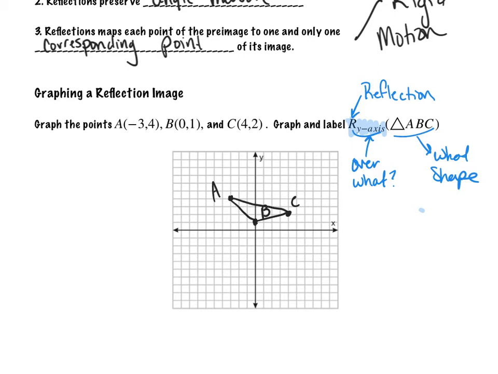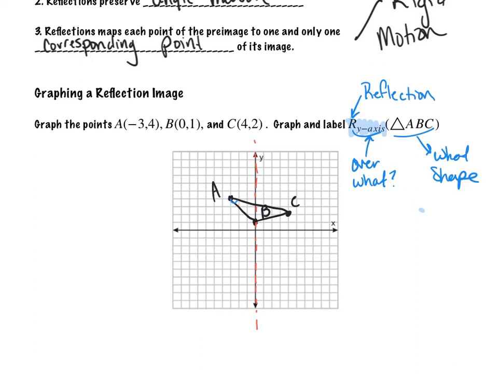So then I look at the y-axis, so I'm going to make myself a red dotted line to say this is what I'm reflecting over. And for this case, anytime you have a horizontal or vertical line, the easiest thing to do is say, okay, how far away from that line am I? And then mirror it on the other side.